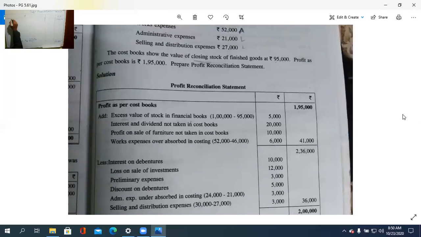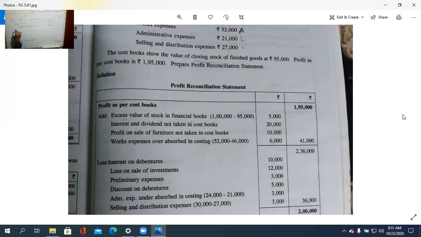What are the items to be deducted? So less interest on debentures, it is 10,000. Okay. Loss on sale of investment, it is 12,000. Then preliminary expenses, it is 3,000.